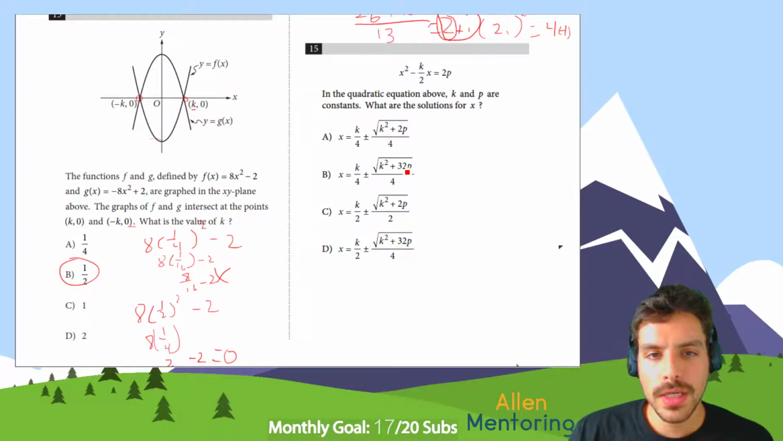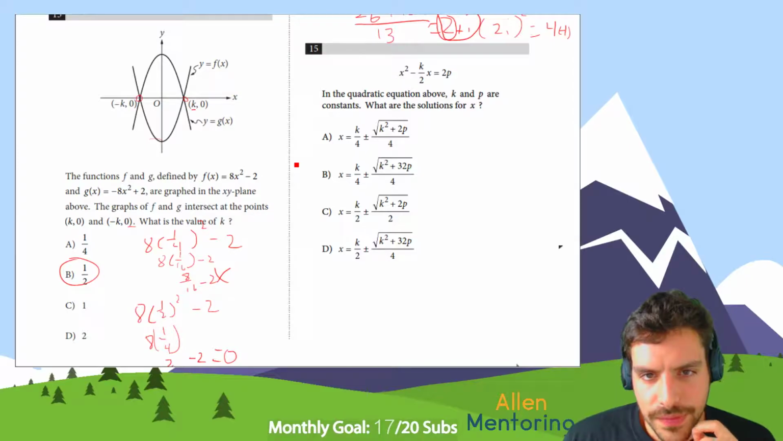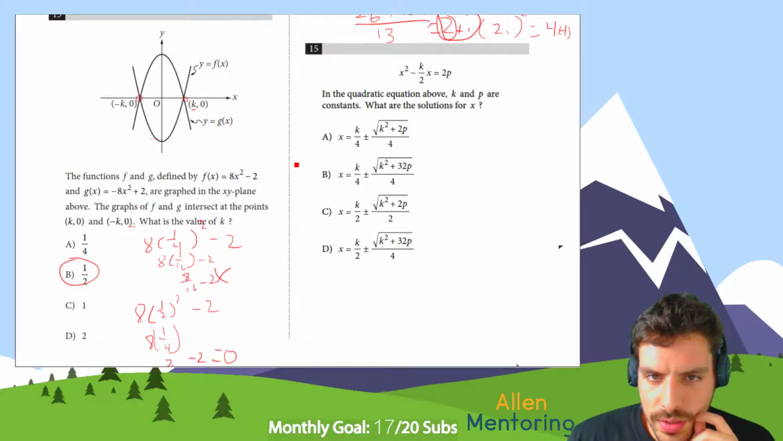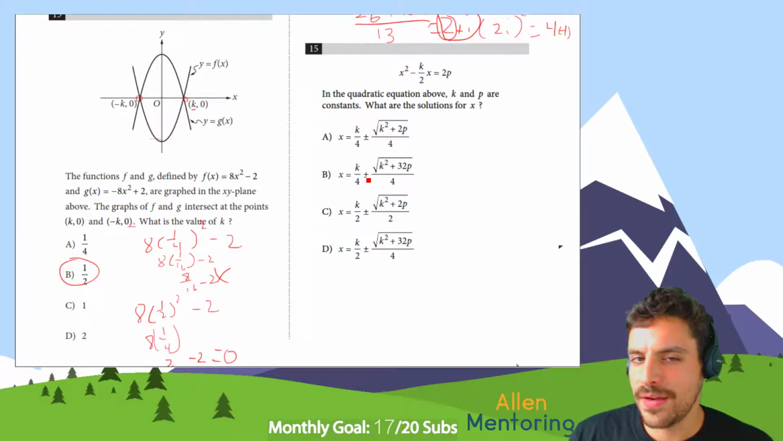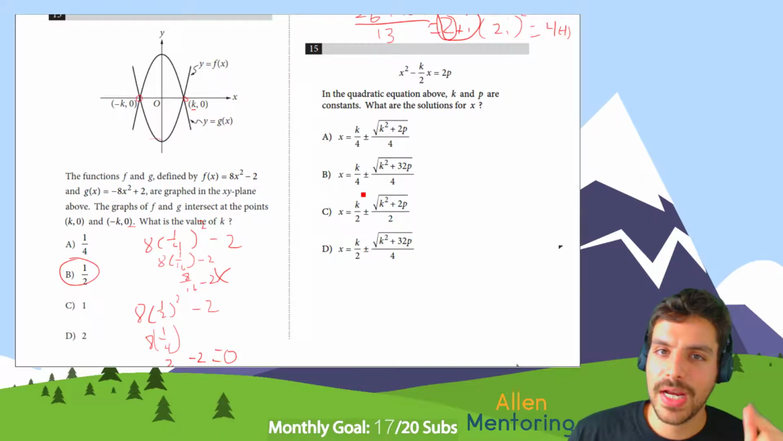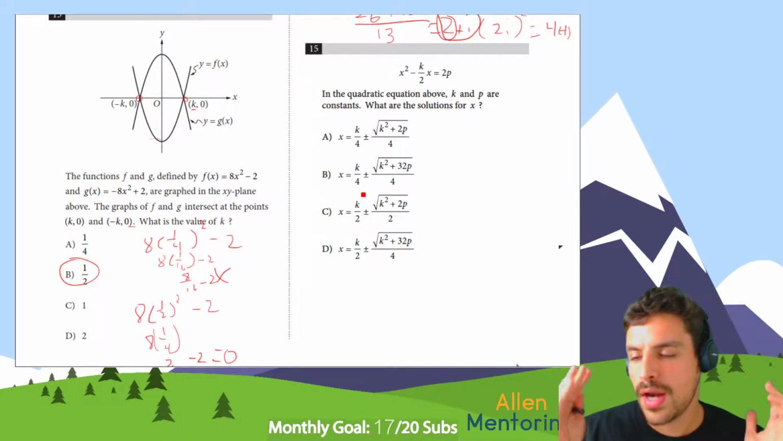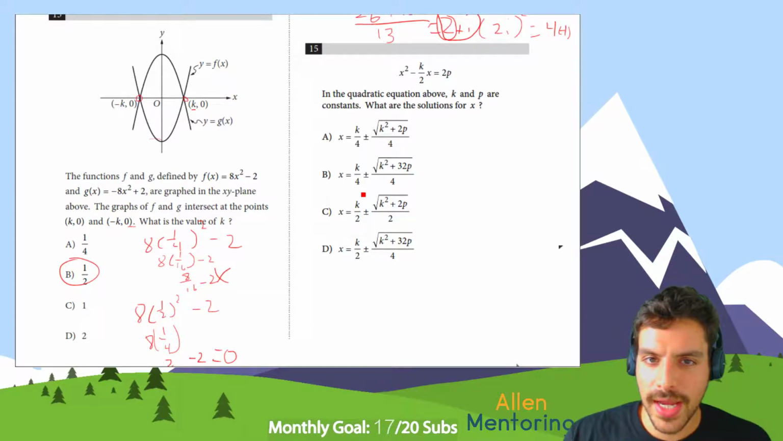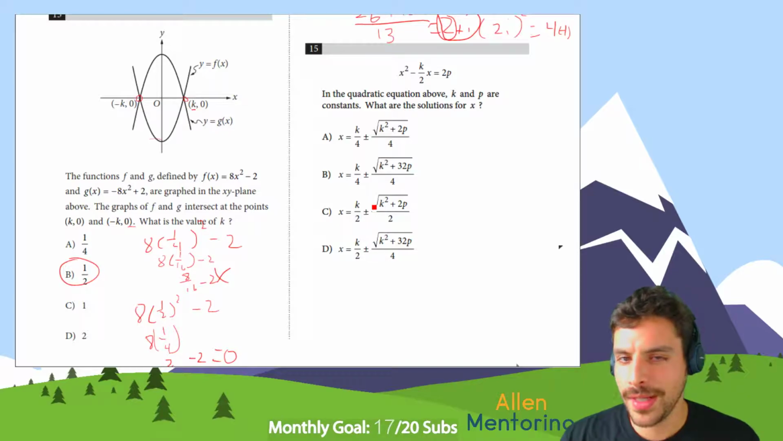Okay, so coming back. In the quadratic equation above, k and p are constants. What are the solutions for x? If this form is not familiar to you, go back to your books, pick up the quadratic formula, memorize it, put it on an index card, and memorize it again, because you will see it a lot. So this is clearly the quadratic formula at play.